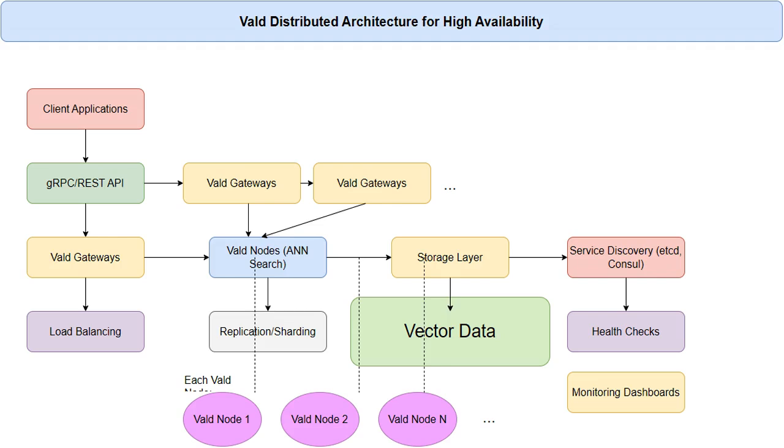Vector data refers to the numerical representations of data points, often generated by embedding models. These vectors capture the semantic meaning of the original data and are used for similarity search. Vald stores and indexes these vectors for efficient retrieval.